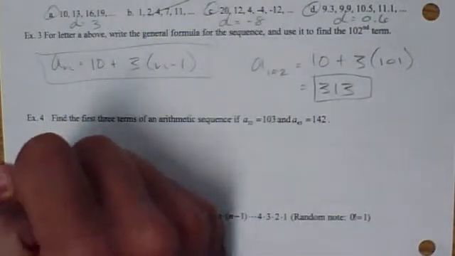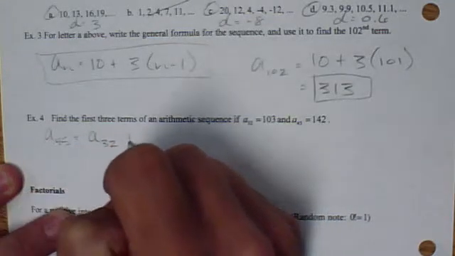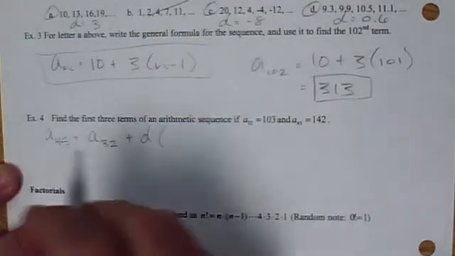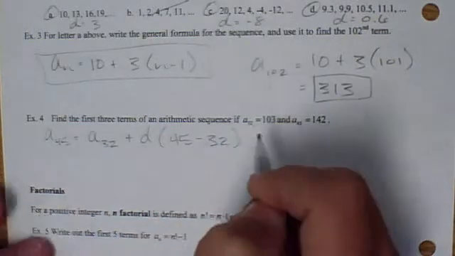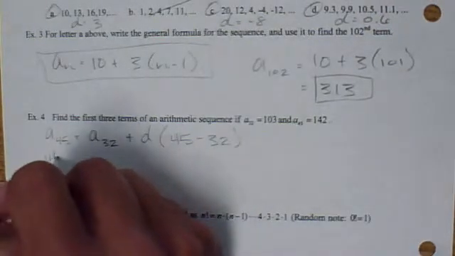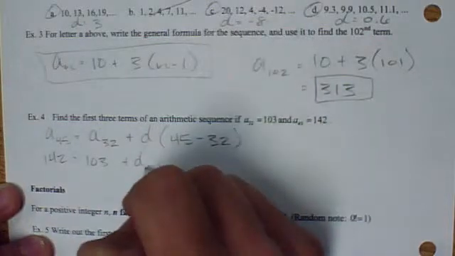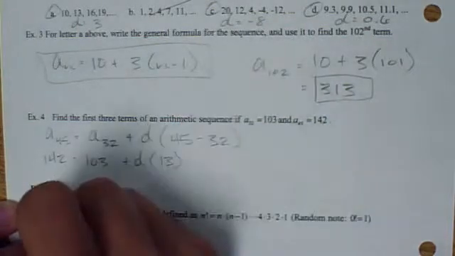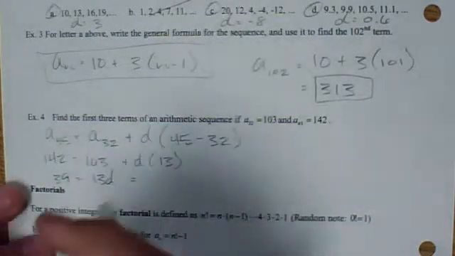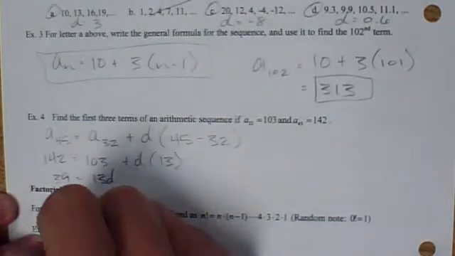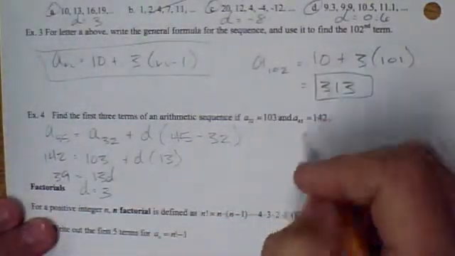where I can take the 45th term equals the 32nd term plus d. We don't know what d is, but we can say 45 minus 32. You get d equals 3. So I can use either one of these.